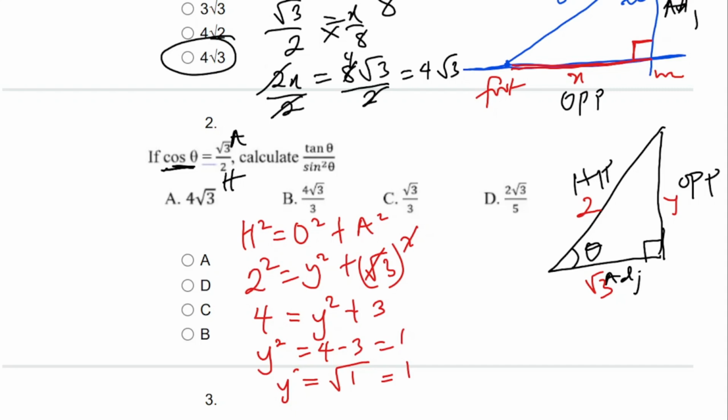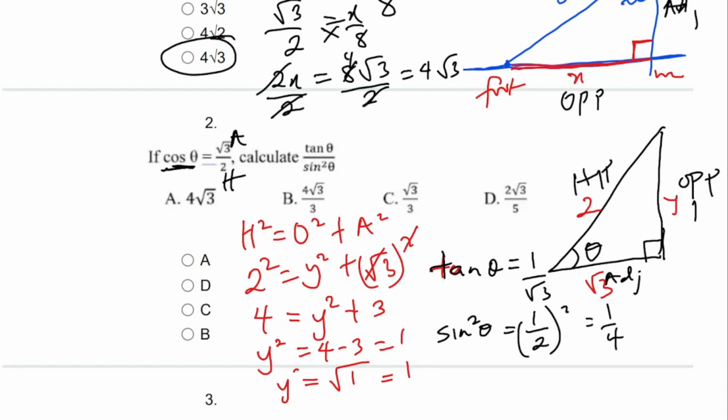Having known this, we can then make use of this to find tan theta. So tan theta is equal to opposite, which is 1, over adjacent, root 3. Then sine squared theta, we use everything squared. Opposite is 1 over hypotenuse, that is squared, so that is 1 all over 4.